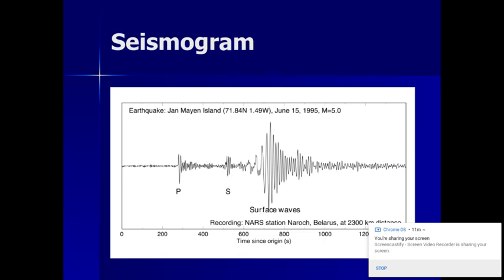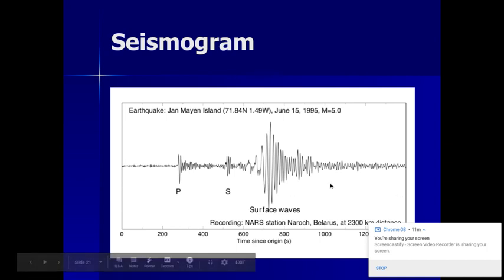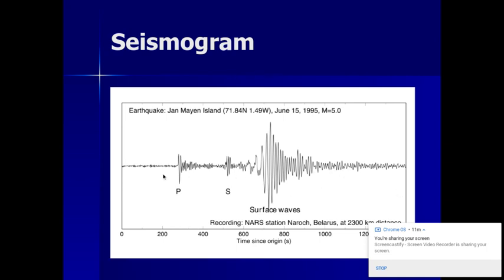So if we're in Versailles, Indiana, and our seismograph picks up this distinctive pattern of waves, we could use this data along with other points of data to determine how far away we are from the earthquake. Now, this says this earthquake was in Jan Mayen Island on June 15th, 1995, and it was a magnitude of 5.0.